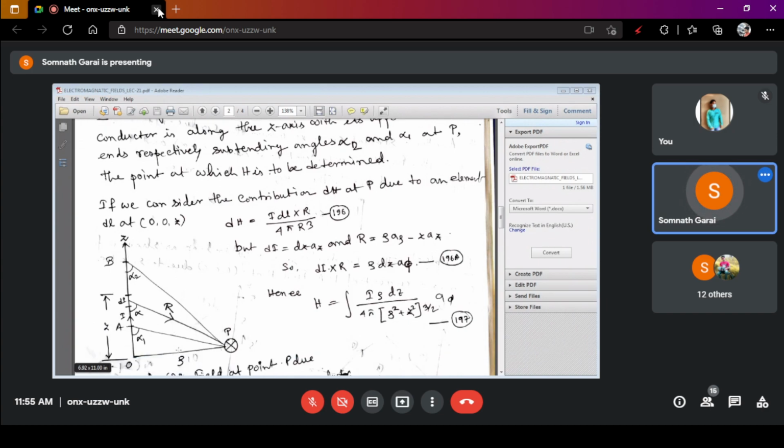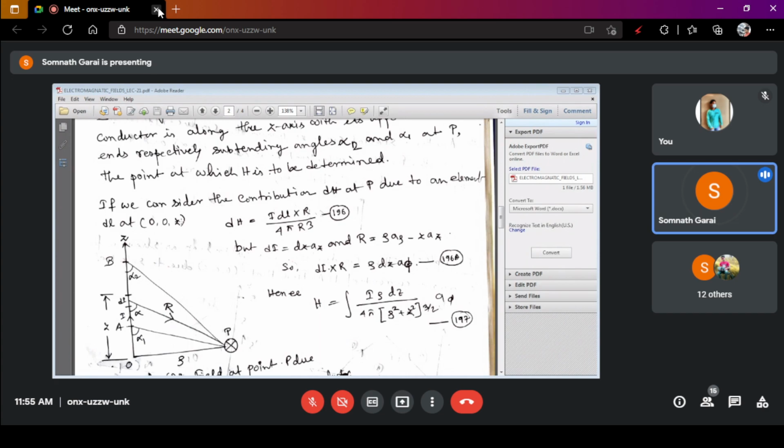Now, if we consider the contribution of dH, that means the amount of magnetic field intensity generated due to this differential current at the point P, according to the Biot-Savart law, dH is equal to I dl cross r by 4 pi r square, and the vector location of dl is 0, 0, z. That means the value of x is equal to 0, the value of y is equal to 0 and the value of z is equal to z.